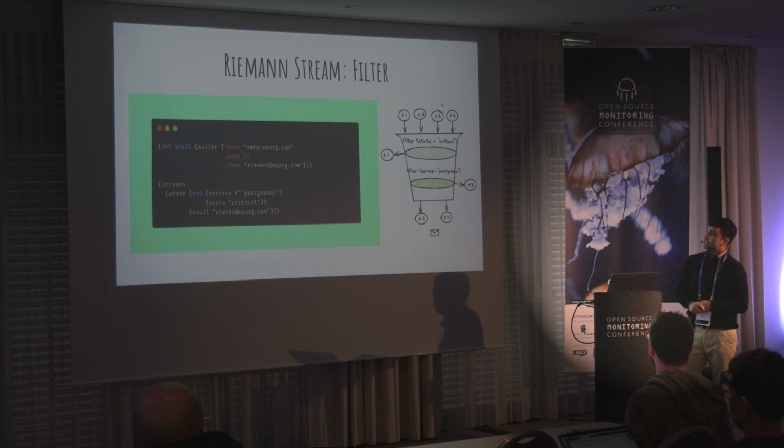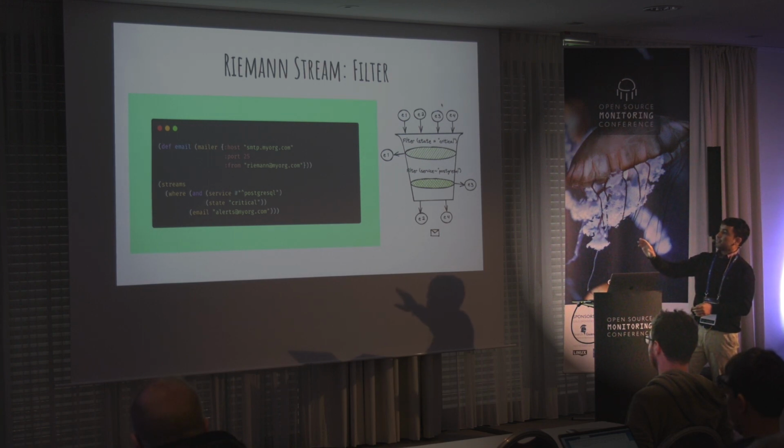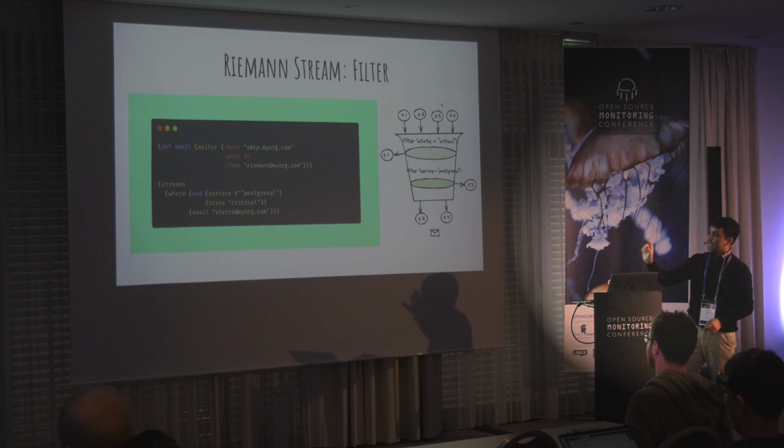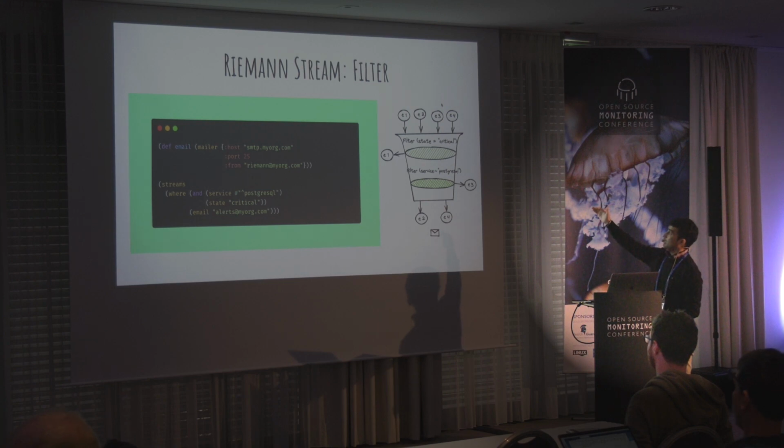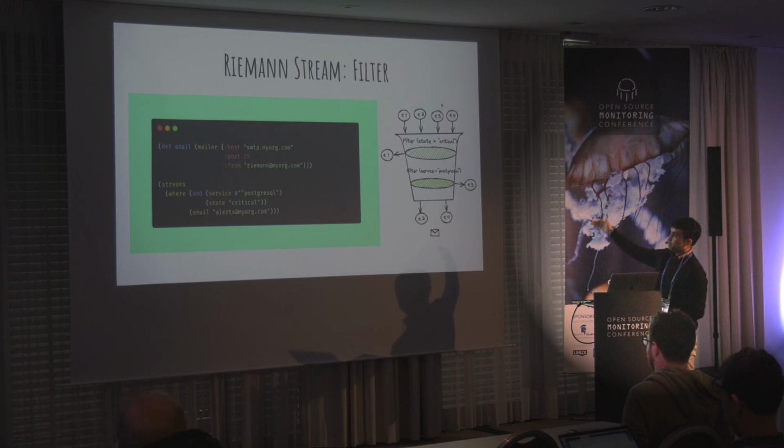Let's look at a filter example. In this case, we are using the where function because functions are streams. So I will use the terms function and stream interchangeably. We are using the where stream to filter events which match a service name starting with Postgres and state as critical. You can see in the diagram, let's say 4 events are coming. The events which are not matching are thrown away, and the events which match both criteria are passed, and then they are emailed.